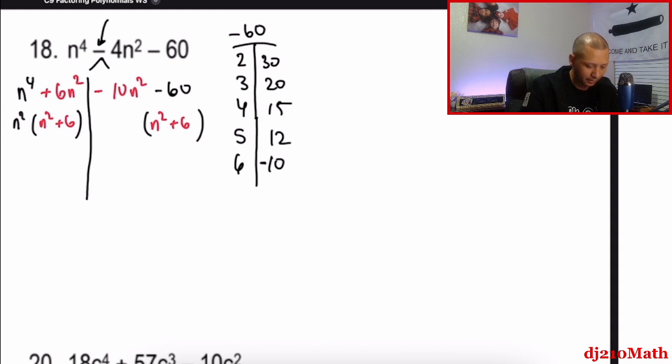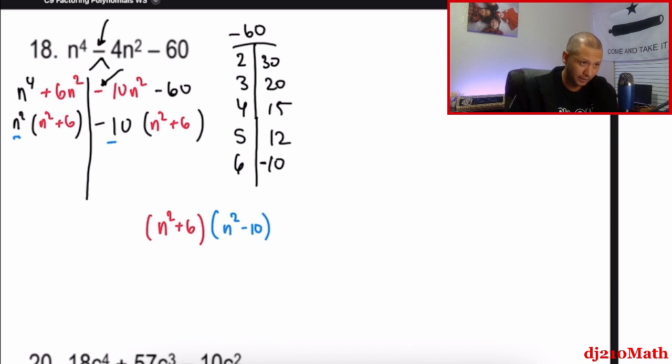Now let's see if we can. Because this is negative, I'm going to take out a negative 10. When we check ourselves, right, negative 10, yep, we're good. Negative 10 times 6, negative 60. So what this means, the factors are n squared plus 6, and the outside pieces, n squared minus 10. Can either of these be factored even more? No, it cannot.